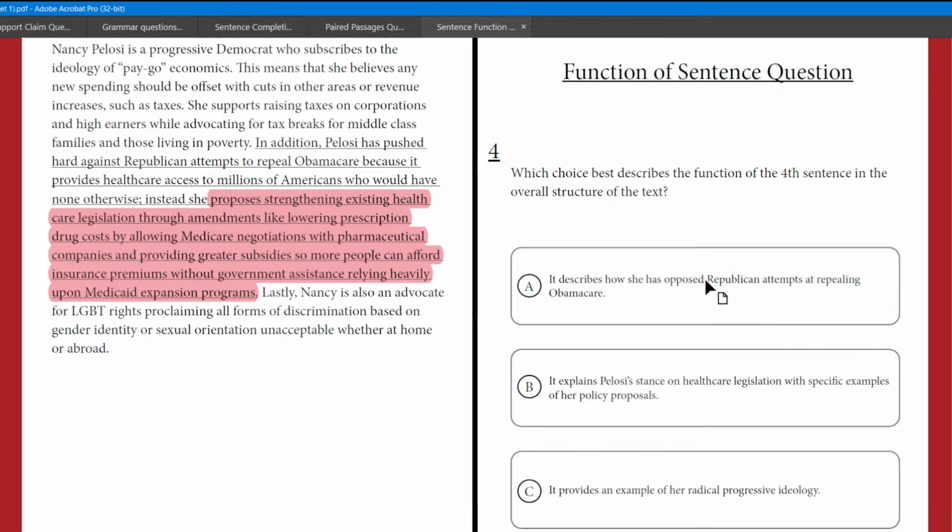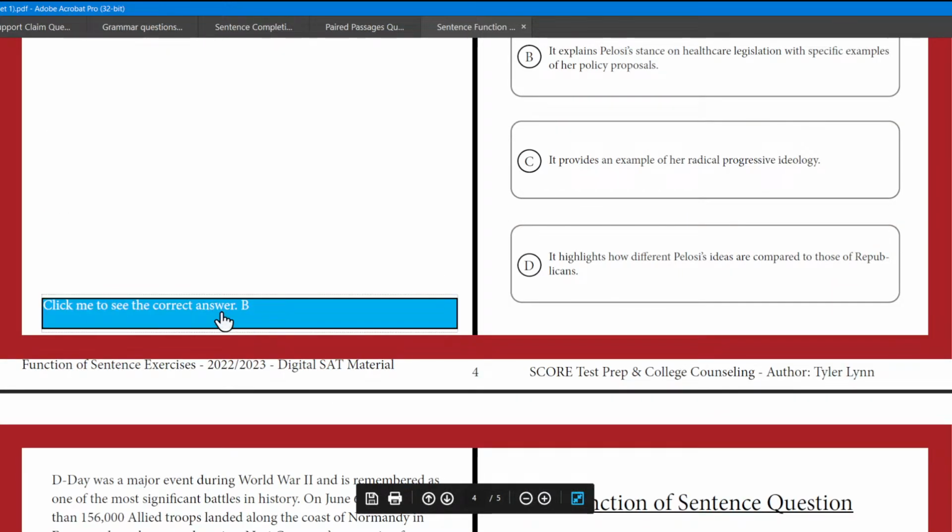Like, these have nothing to do with repealing Obamacare. This part here is related to this, but it doesn't describe how. It just says she did resist it. She pushed hard, but it doesn't tell me how. So all these things are things that she would like to do, but they don't necessarily oppose this. They're not the same thing. So you want to be careful with that one. So yeah, B is right.